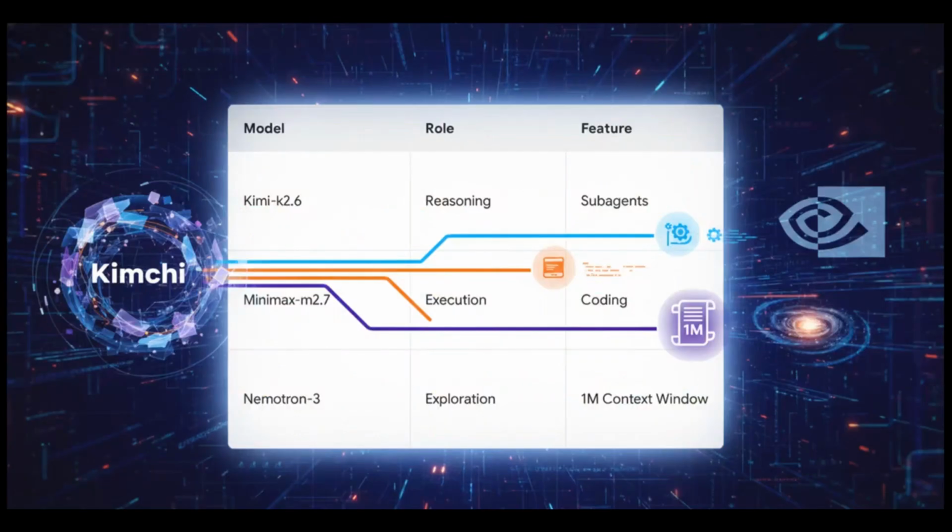Check out how tasks are divided dynamically here. It routes the work to specialized, open-source models based strictly on the job at hand. First up, it uses Kimi to handle all the complex reasoning and sub-agent management. Then it hands the heavy code writing execution straight over to Minimax. And finally, for deep exploration of massive code bases, it leverages NVIDIA's Nematron 3. Because Nematron uses a highly efficient Mamba transformer architecture, you get a staggering 1 million token context window. Literally, you can dump massive repositories into it and it won't even break a sweat.